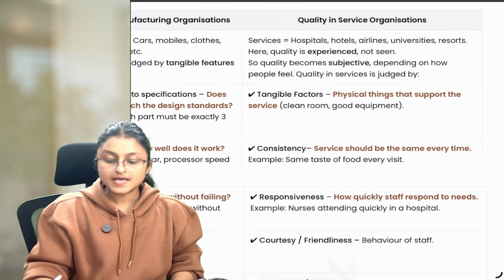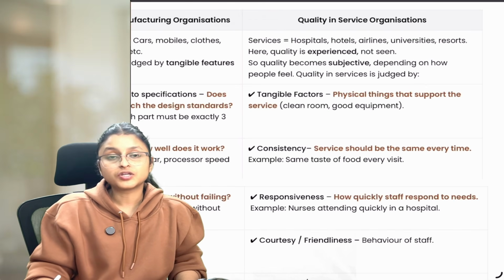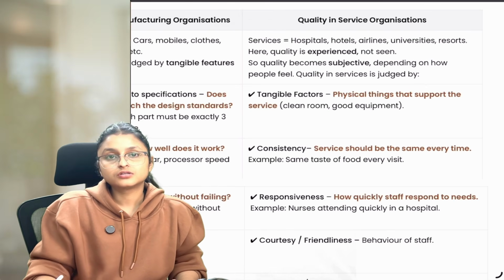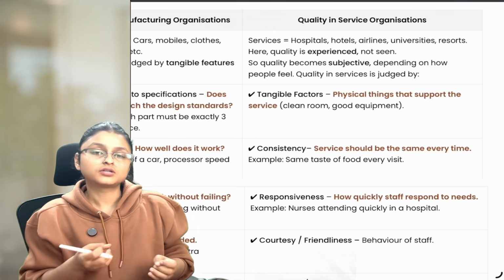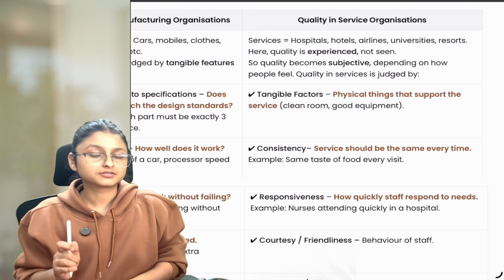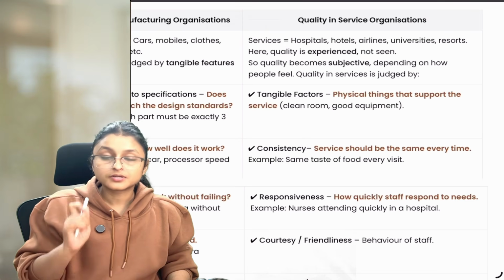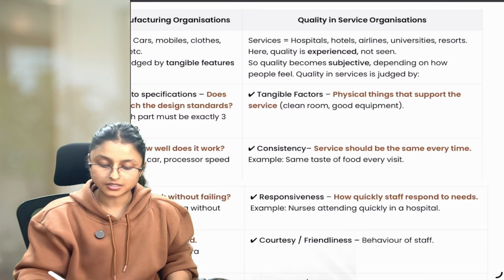Tangible features. There are some physical things that support the service. Like when you went to a restaurant, the cleanliness of the restaurant or the plate in which you got the food, if the plate is really clean, that also matters. That also is a basis through which the quality of the service will be judged.